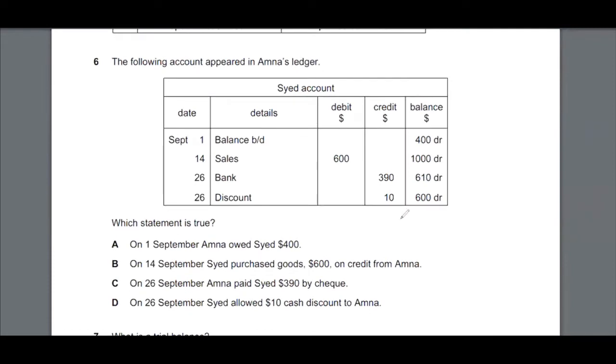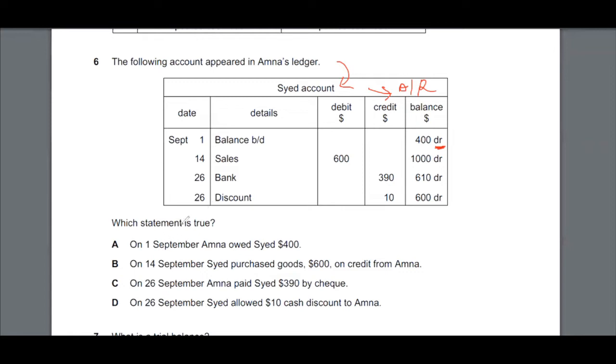Multiple choice 6. The following account appeared in Amna's ledger, Syed's account, right? So in Amna's ledger, there is a Syed's account. His balance is a debit balance. So Syed is basically an accounts receivable, right? This is important to understand in the question, and you can only do so by looking at the balance. If this was a credit balance, then Syed would be an accounts payable. But if this is a debit balance, then it's accounts receivable.